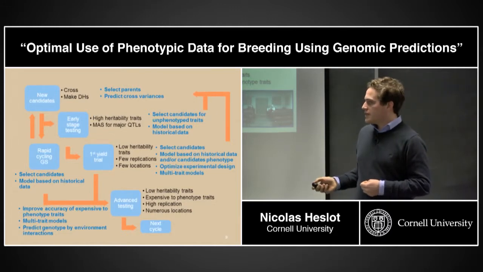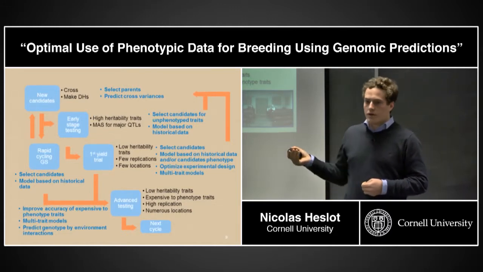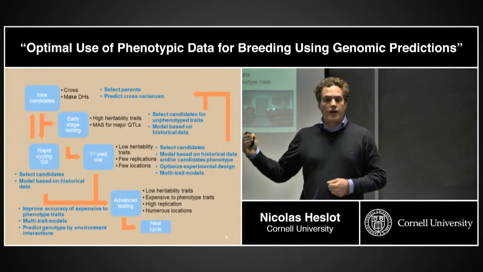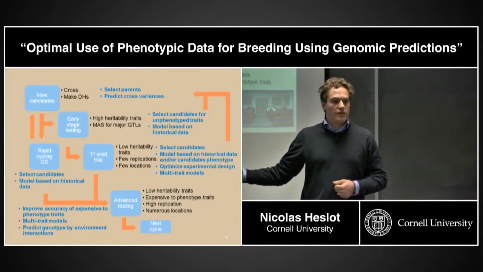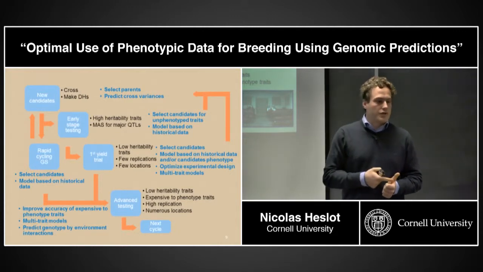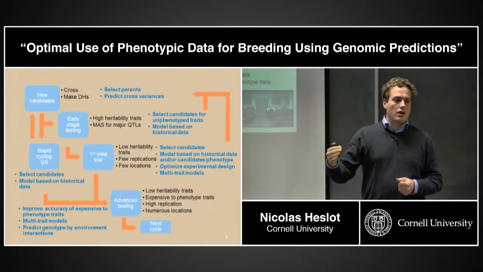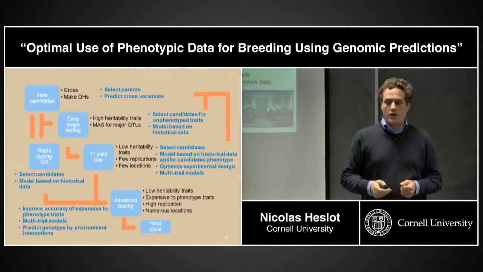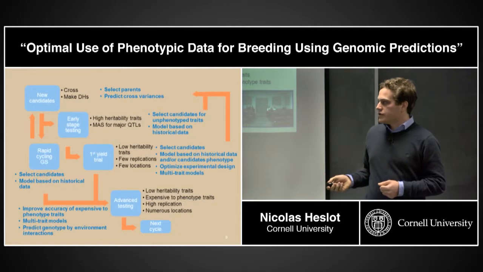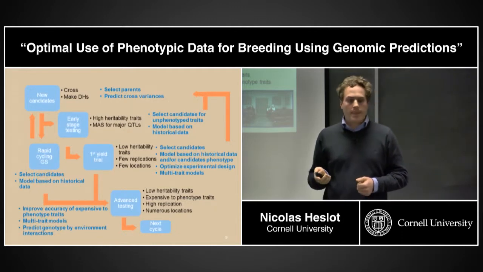And moving on to advanced testing, we could also use a genomic selection model to improve accuracy for very expensive to phenotype traits, such as end-use qualities that are usually not assessed until the very last stage of the breeding program because of cost. And we could also use genomic selection techniques to predict G by E.